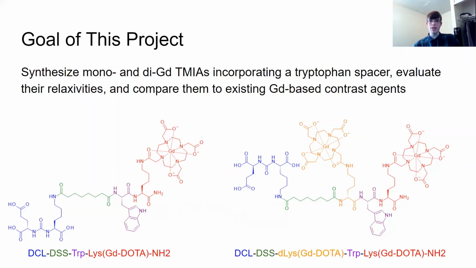On the bottom is a diagram showing the names of the compounds and their corresponding moieties, or the groups of atoms inside the compound. On the left is our monogadolinium compound, and on our right is the digadolinium compound.